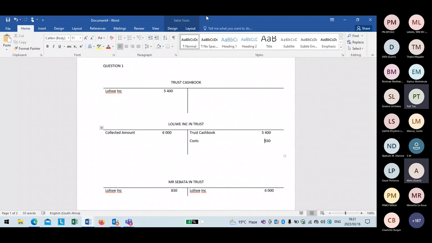Sorry, sir, where do we get the 230? Where do we get the 230? From this account, the fee journal. Okay, fine. Before we get there, somebody is asking where we are getting this 230 from.